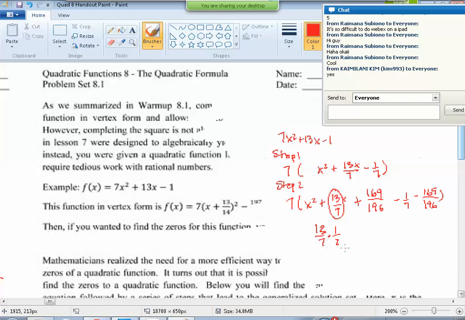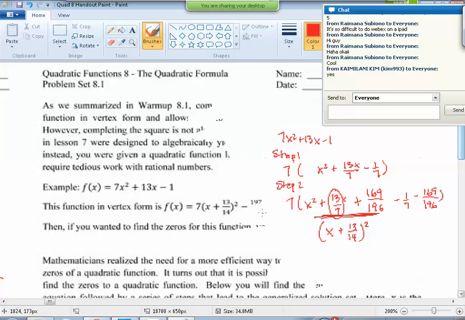I'm not doing any magic here. I'm not doing anything super secret. They're just ugly numbers. But you see what I did, right? And by the way, step 2 is called completing the square. That's what we did. And so these first 3 terms can be factored, and it comes out to be x plus 13 over 14 squared. I guess this is step 3.